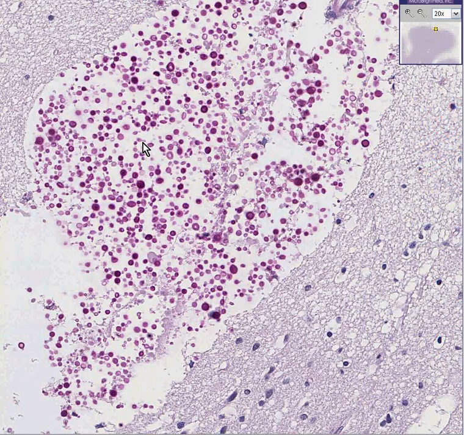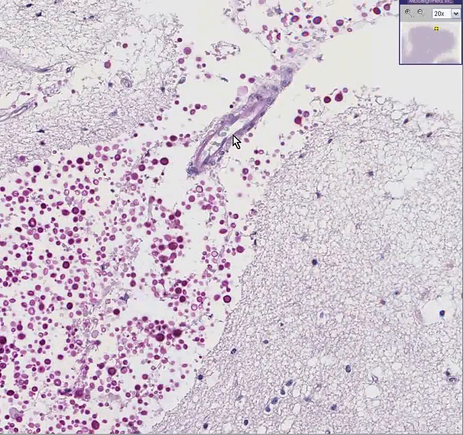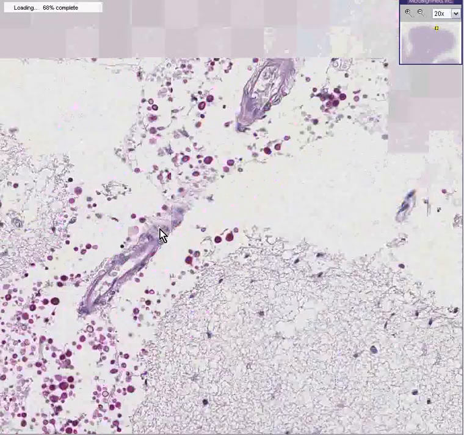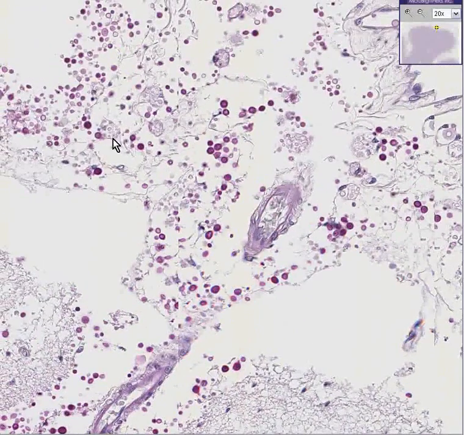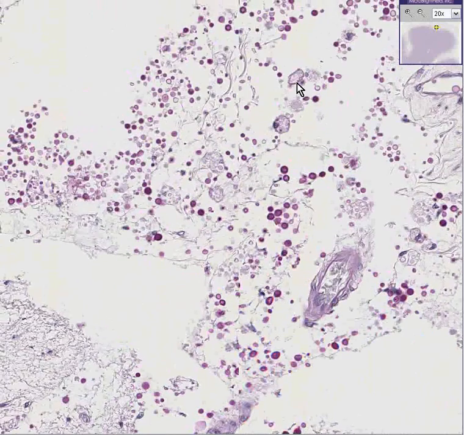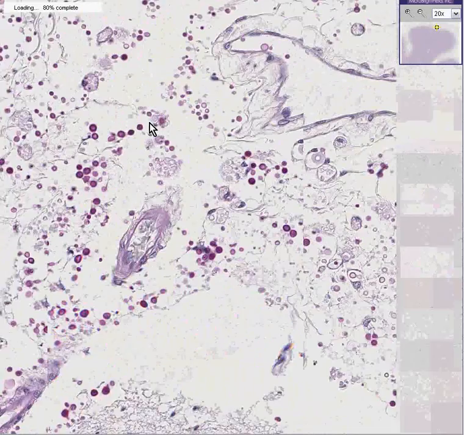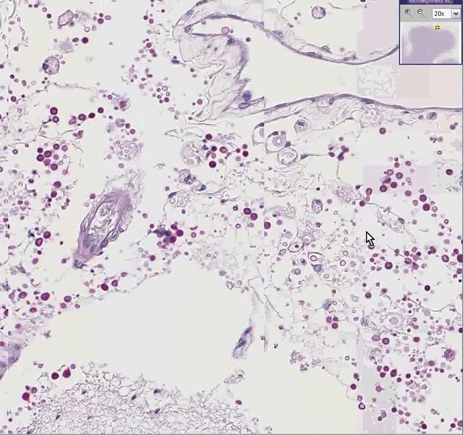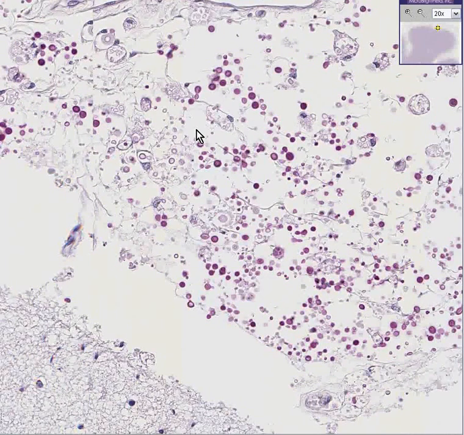Some of them have little buds. Do you see that? Some of them don't have buds. They appear to generally be around blood vessels. They also appear to diffusely as well as focally involve these meninges as well. This is a yeast that's infecting extensively the meninges and brain substance.